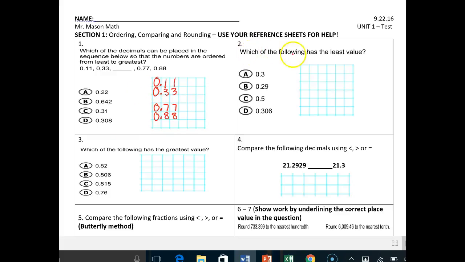Number 2, which of the following has the least value? So again, I would go ahead and write your numbers out, remembering that you can fill in any empty spaces with a 0. So notice you're not comparing 3 to 29 now, you're comparing 300 to 290. Compare all those, pick the least value.